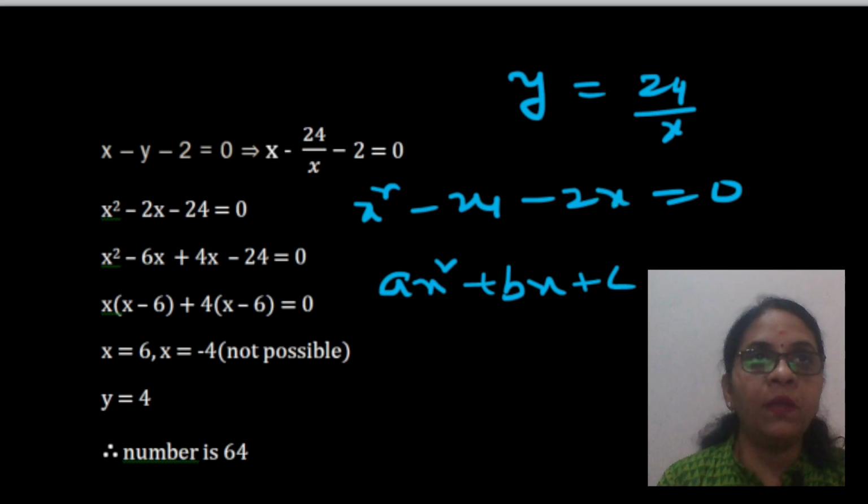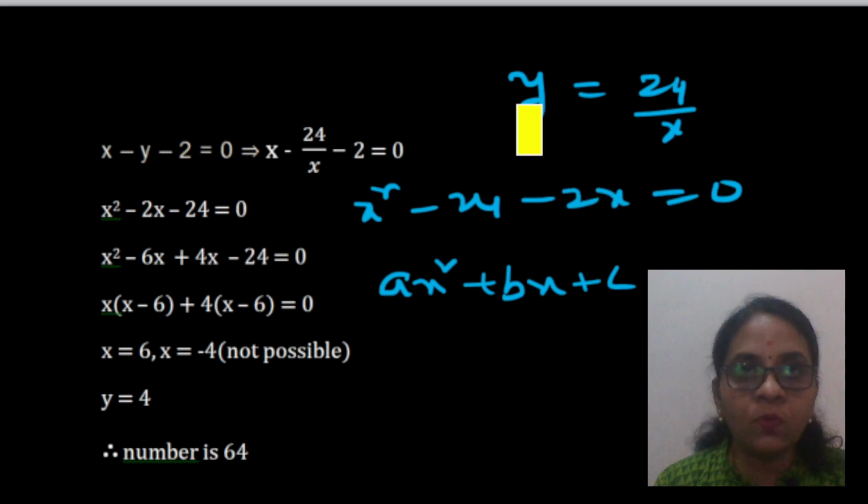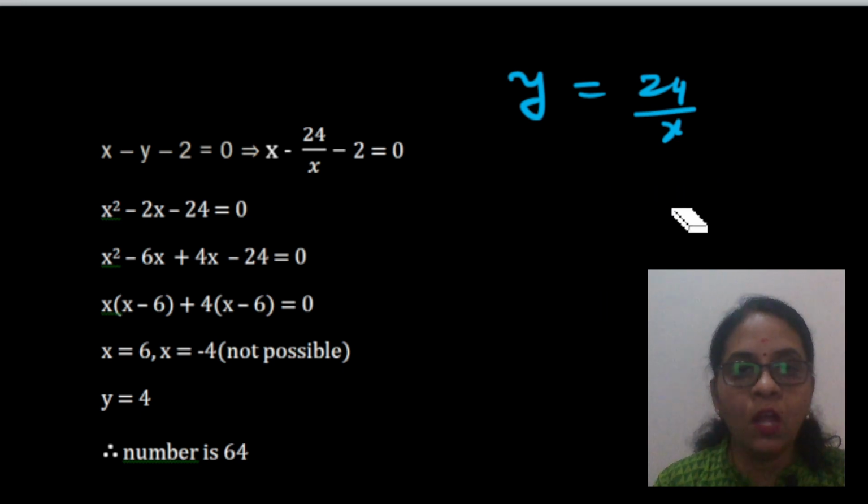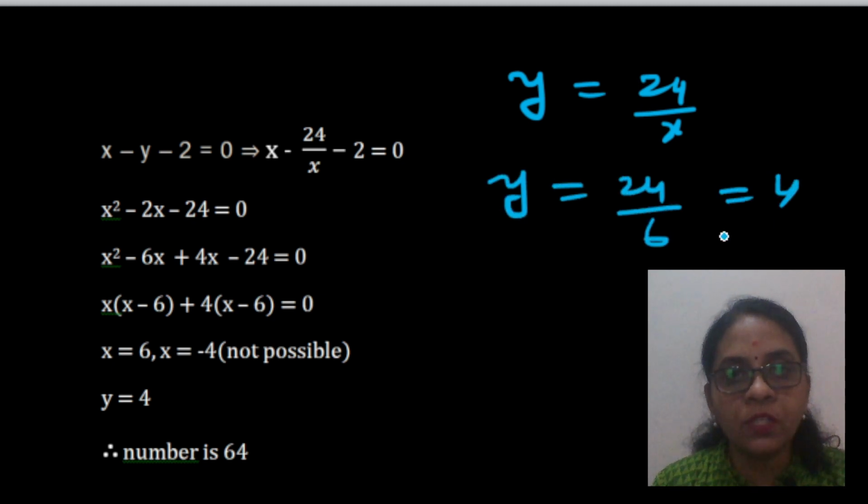Very, very simple product. What is the product? Minus 24. So the factors of 24 whose difference is again 2 is simple, 6 and 4. So here you have 2 values of x given, x is 6 and x is minus 4. As they said a positive number, we cannot take x as minus 4. So if we consider x as 6, what will be the value of y? Y is equal to 24 by 6, which is 4.